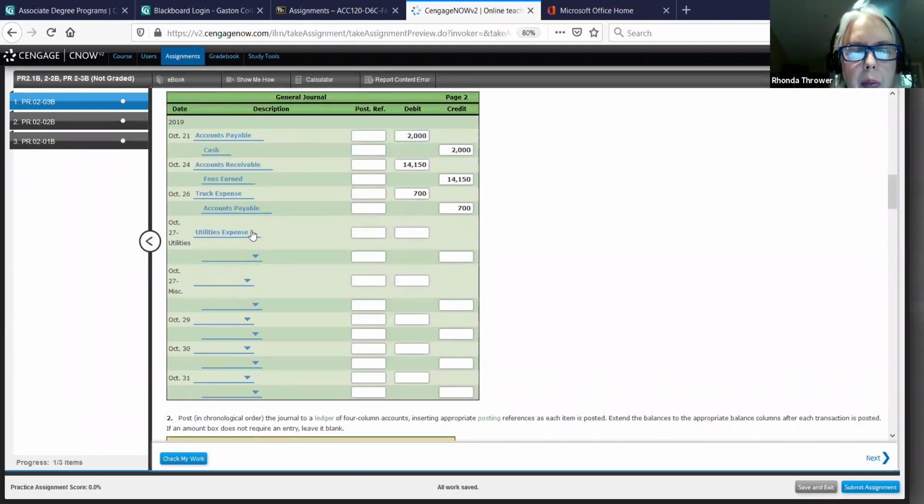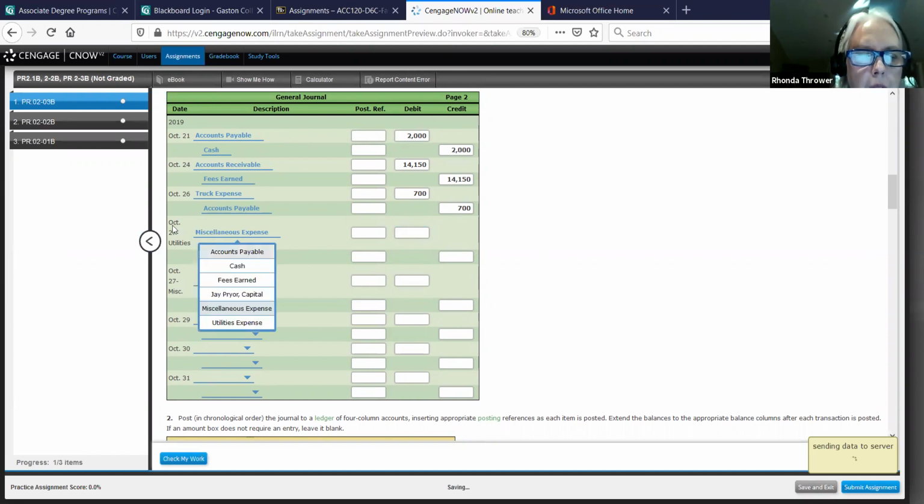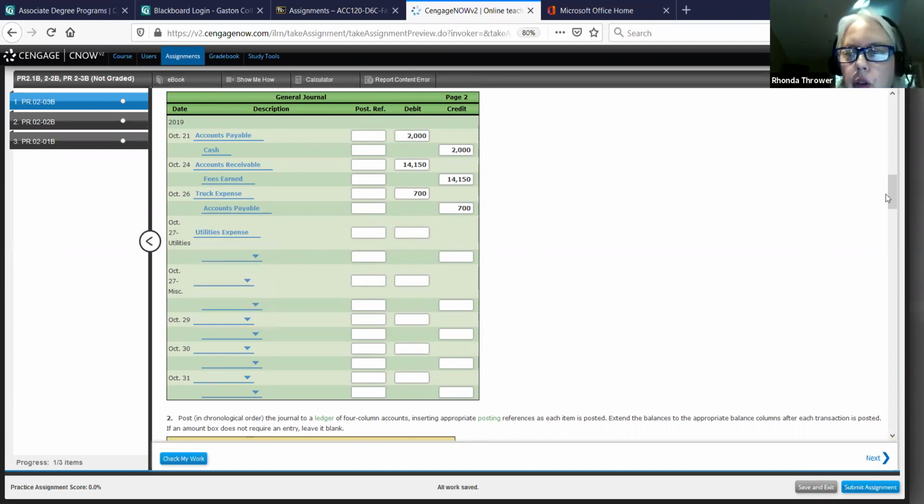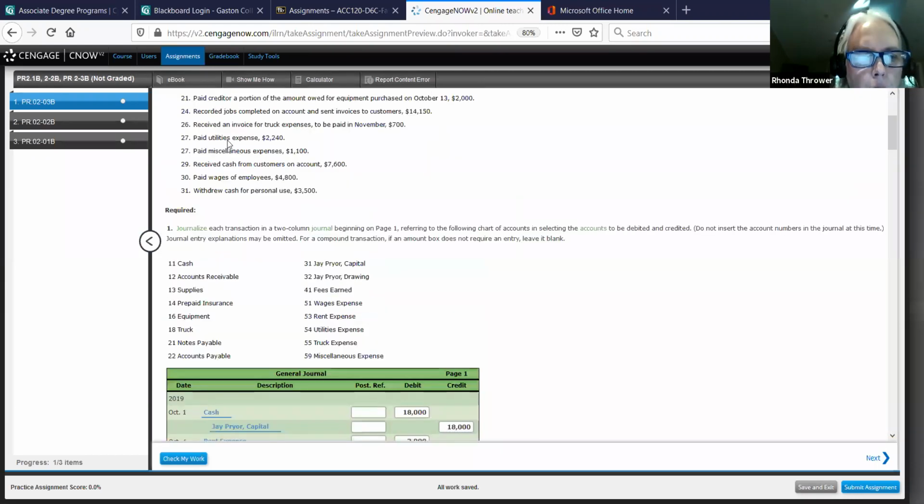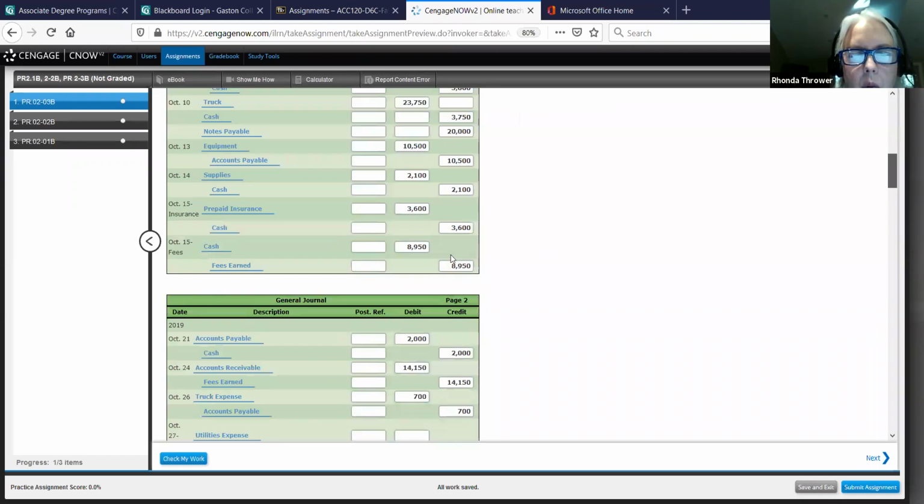So let me make sure I pick up the right account here. It's miscellaneous expense for October. No, I'm sorry, it's not. Let me go back to October 27th. It told me really right here that this is utilities expense. But you have to read your transaction. So go back to October 27th, and it's the first one. You paid utilities expense of $22.40. The amount of that expense was $22.40.